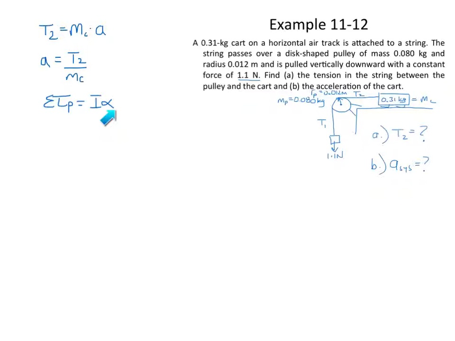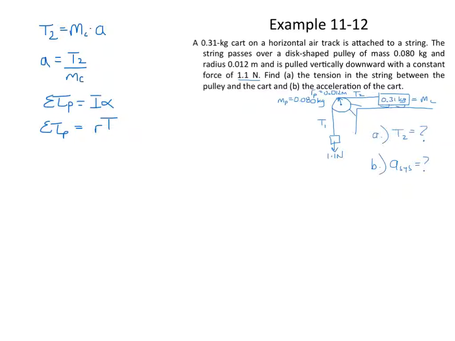Now we need to actually write out what those torques are that create that net torque. Well, net torque on the pulley equals what? First of all, what is a torque? Well, it's a force applied at a radius. So we have this downward force, this T1, applied at a radius. What's that radius? 0.012 meters. By the way, that is going to be counterclockwise, so that's positive. So that's radius times T1.